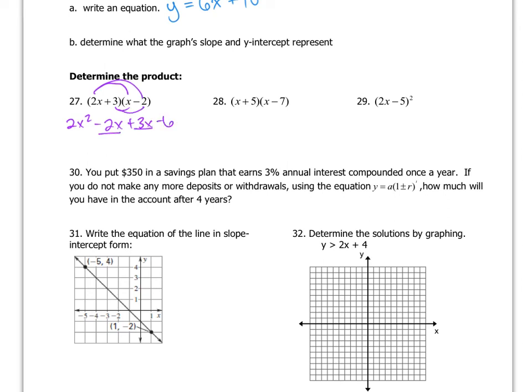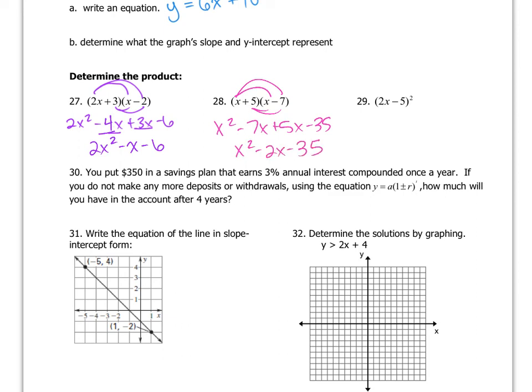So 2x squared, plus, oops, that should be a 4x. Sorry, I have to go back and change that, because that changes my middle term to a minus x minus 6. Then if we double distribute this one, that's going to be x squared minus 7x plus 5x minus 35. So x squared minus 2x minus 35.